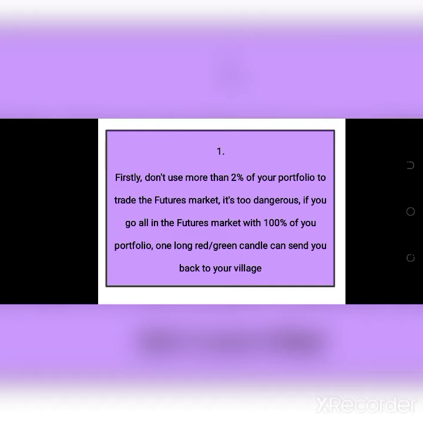So, if you are trading with $10,000, 2% is about $200. 10x leverage or 5x leverage gives you the ability to control over $1,000 or $500. So that's still pretty good.